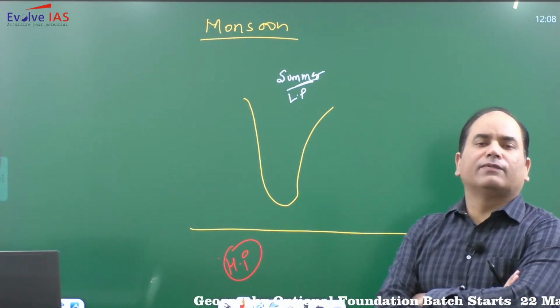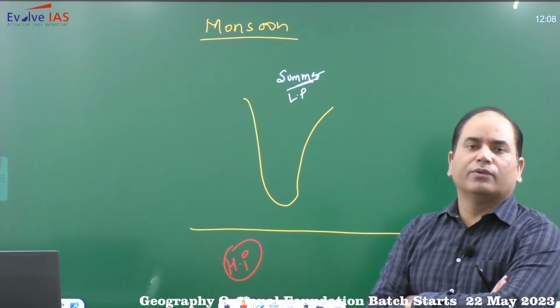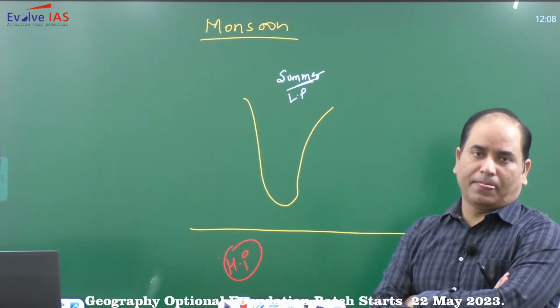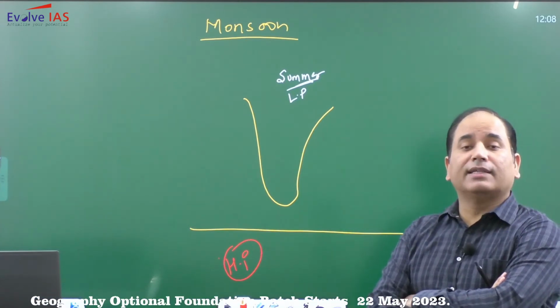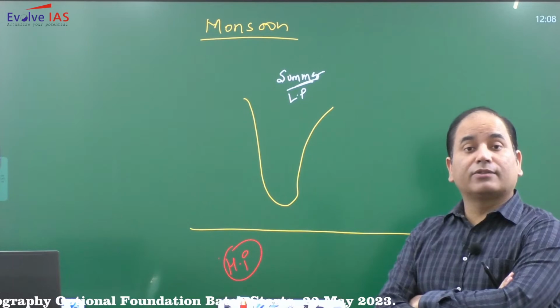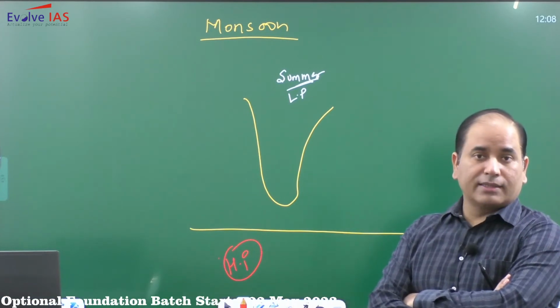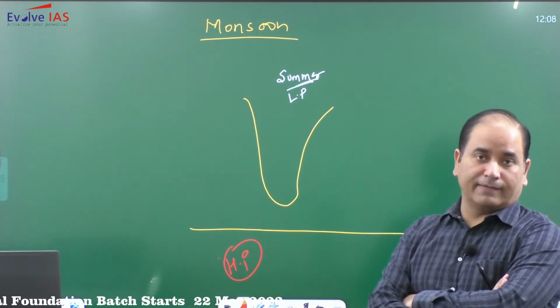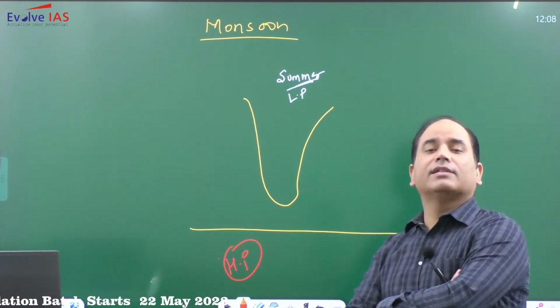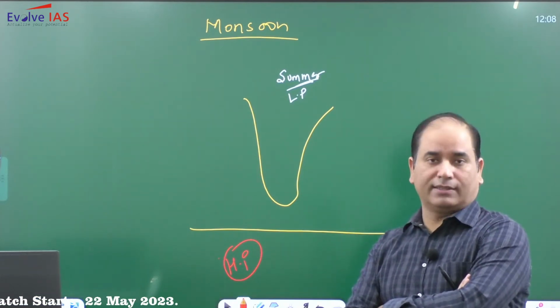Even in discussion of the physical geography, I told you the differential heating. Land gets heated quickly and land gets cooled quickly, whereas the water bodies take time. This difference of heating is associated with specific heat.